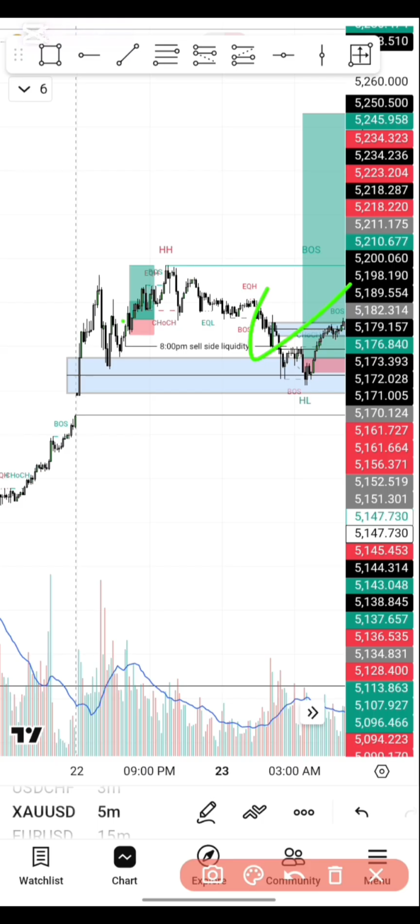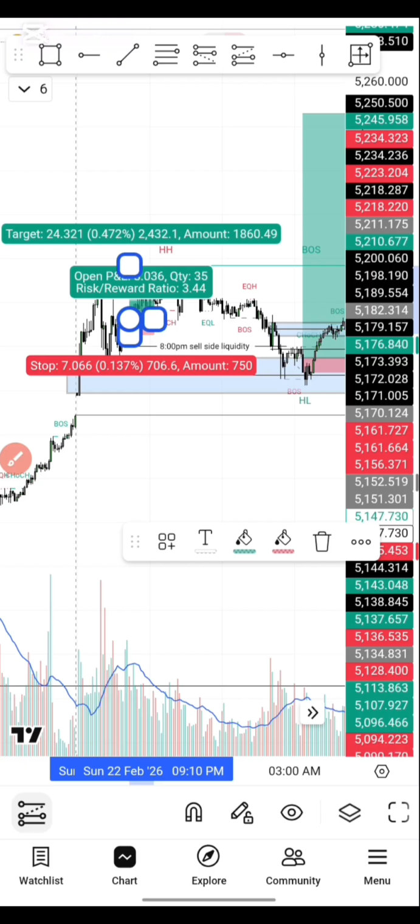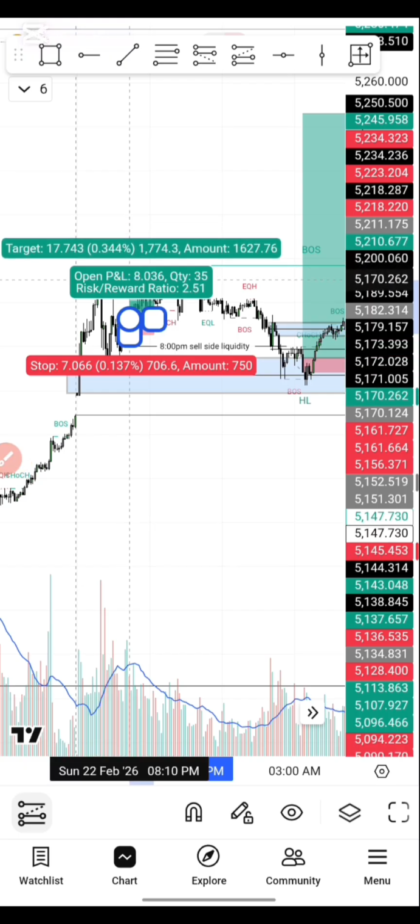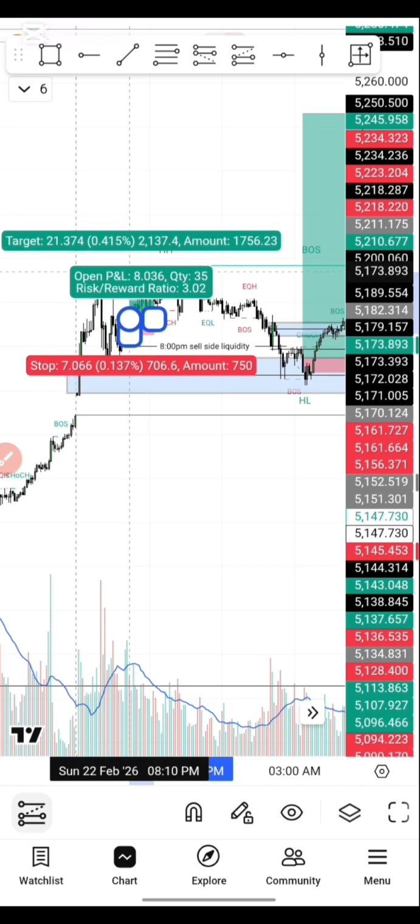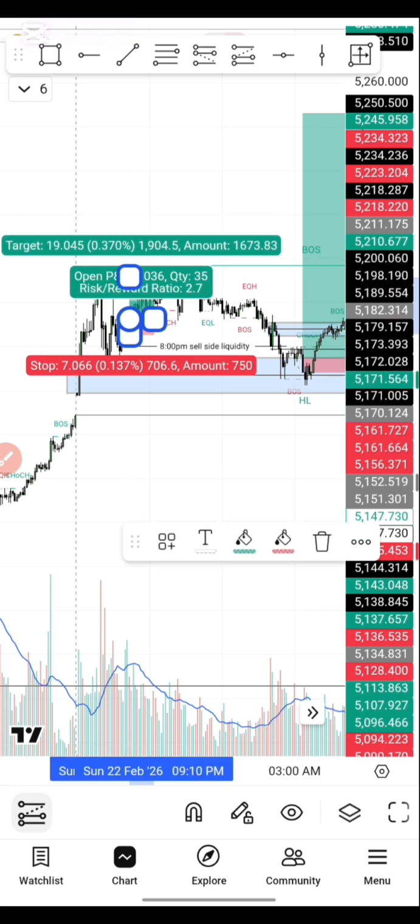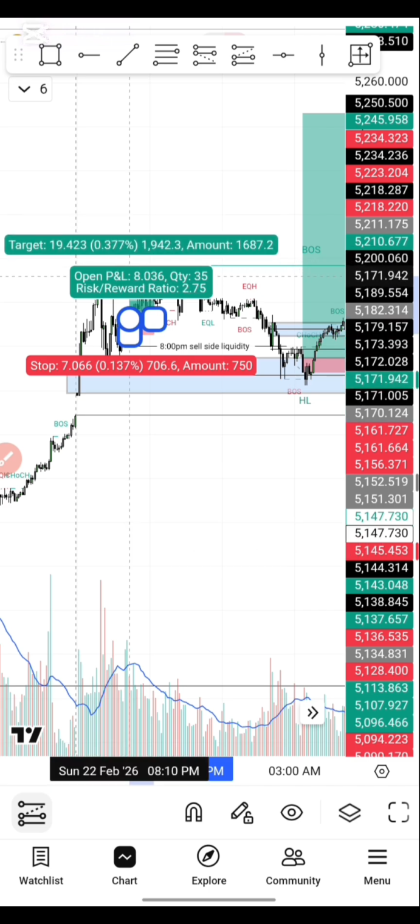And when I entered this trade, I realized that the market started consolidating. It wasn't moving the way I expected it to move. So I took profit at 1:3. So at 1:3 is always my minimum risk to reward, 1:3.